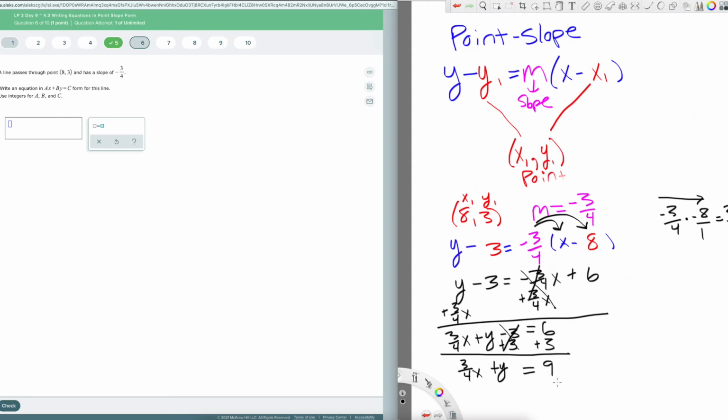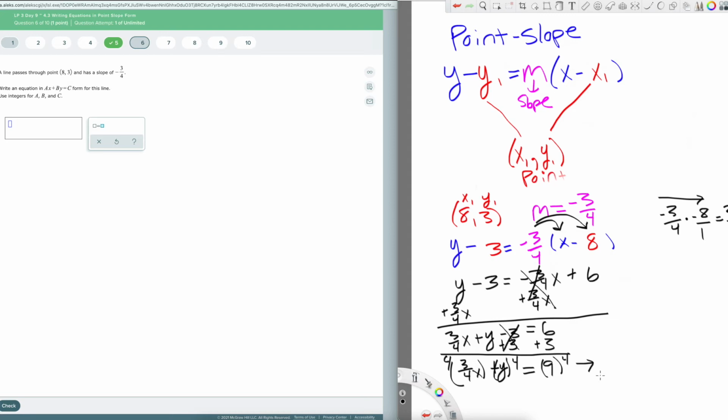I have x and y on the same side, but the only problem is I want integers. I don't want this fraction. So I'm going to multiply everything by 4, because that's going to eliminate that fraction. If I multiply every piece by 4, and I mean everything, not just one piece, everything gets multiplied by 4. Because I'm not really changing the equation. If I multiply every single thing by the same number, all I'm doing is inflating the equation, but I'm not changing it. Everything's just going to be inflated by 4.